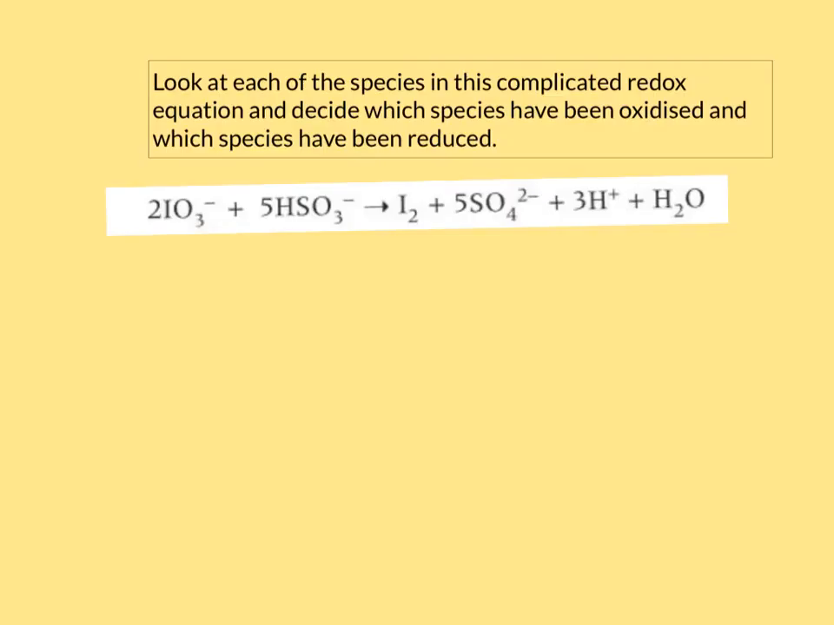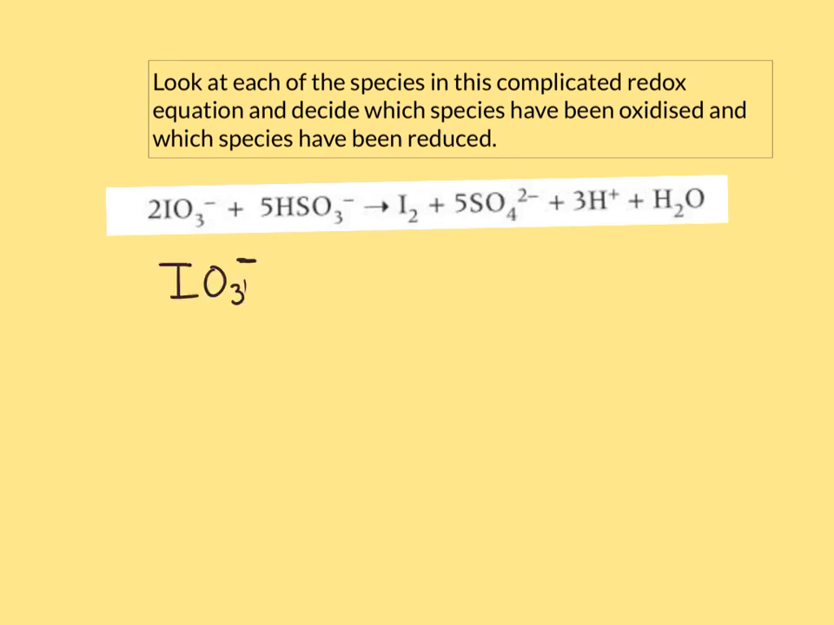So what we're going to do now is look at what looks like a complicated equation. The question says to look at each of the species in this complicated redox equation and decide which species have been oxidized and which species have been reduced. We can simply do this by working out the oxidation numbers of each of the species. Let's go through each one in turn.